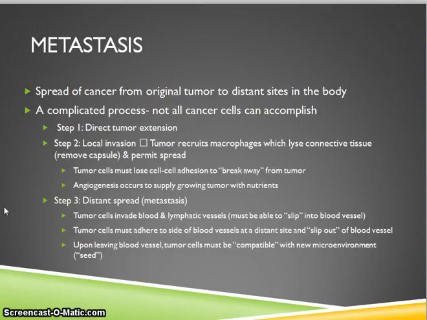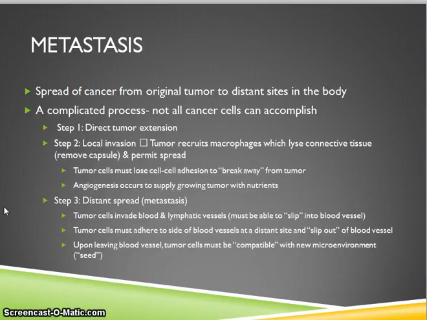Next, we go through local invasion. The tumor is going to recruit macrophages and reprogram them to lyse or cut through the connective tissue, right, and break out of its capsule so that it can send cells and spread itself throughout the body. Right, the tumor cells must lose cell adhesion through this lysis process in order for them to break away from a tumor. If they have angiogenesis occur, then they break away, travel into the blood supply, and use that blood supply in order to give them nutrients to fuel their own growth.